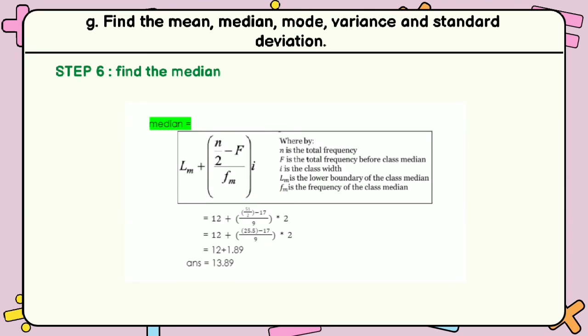Step 6. Find the median. The median formula is LM, which is the lower boundary of the median class, plus bracket n, the total frequency, divided by 2, minus f, which is the total frequency before the median class, divided by fm, which is the frequency of the median class, multiplied by I, which is the class width. So, 12 plus 51 divided by 2, minus 17, divided by 9, multiplied by 2, and the answer is 13.89.